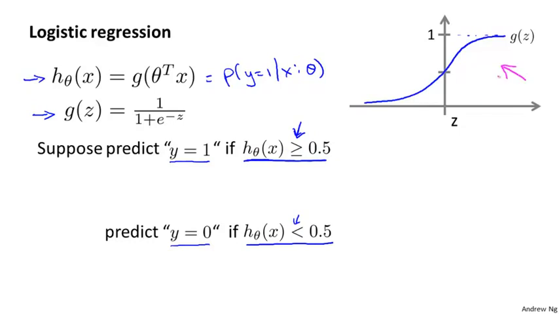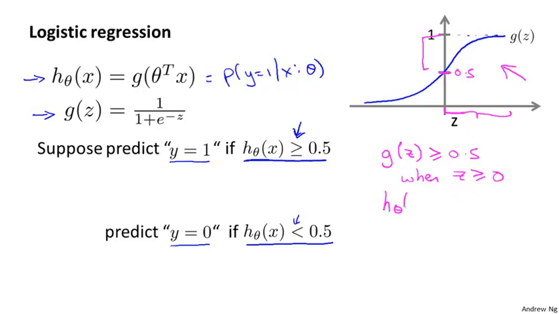If we look at this plot of the sigmoid function, we'll notice that the sigmoid function, g of z, is greater than or equal to 0.5 whenever z is greater than or equal to 0. So it's in this half of the figure that g takes on values that are 0.5 and higher, right? Because this notch here, that's the 0.5. And so when z is positive, g of z, the sigmoid function, is greater than or equal to 0.5.